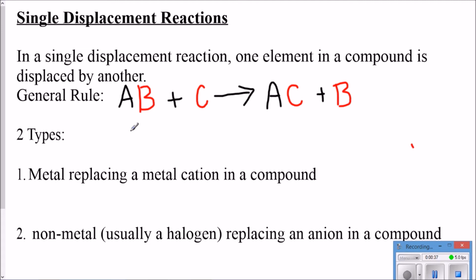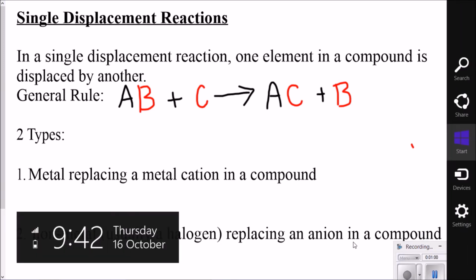Now who's competing here? If we take a look, you can see that B and C are in red and they're competing for A's attention. In this case we would say A is the metal because it's written first, and B is the non-metal, so it's written second. So we can say that B and C are also non-metals competing for A's attention. But the best way that I can explain this is the following.